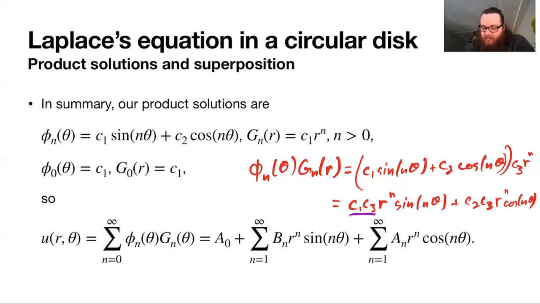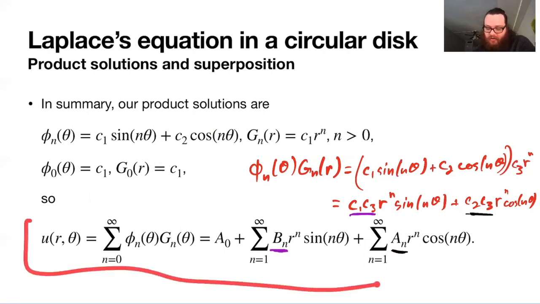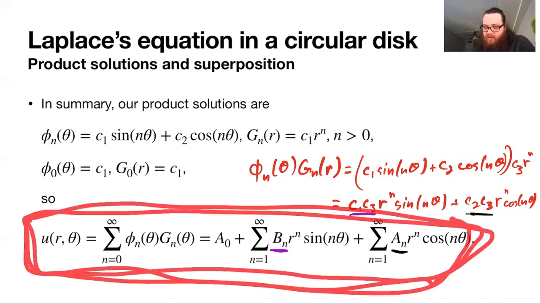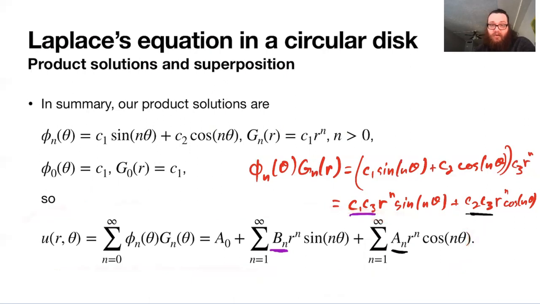c1 c3 is just some arbitrary constant that we'll fix using the other boundary information, so we're just going to call that some constant b sub n. And otherwise, we have c2 c3, that cosine term, which we're just going to call a sub n. The takeaway is that this is a form of our solution for Laplace's equation on a circular disk, which usually corresponds to an equilibrium temperature.